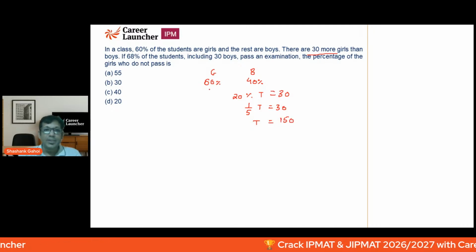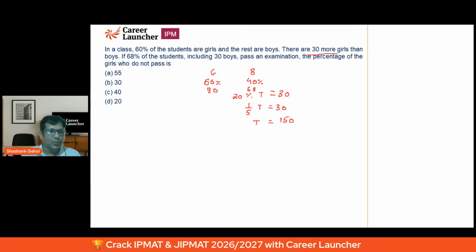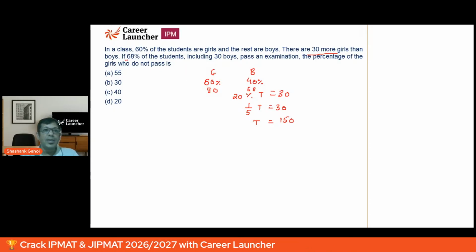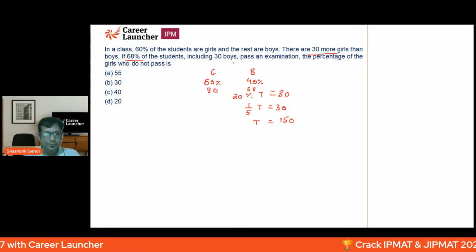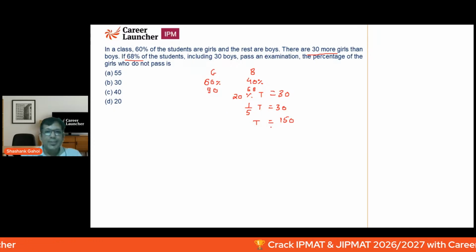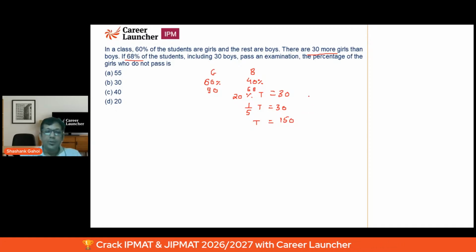So 60% means I'm talking about 90 girls, 40% means I'm talking about 60 boys. Now 68% of the boys, students including 30 pass the exam. So basically, how am I going to calculate 68%? Now that's the important point.